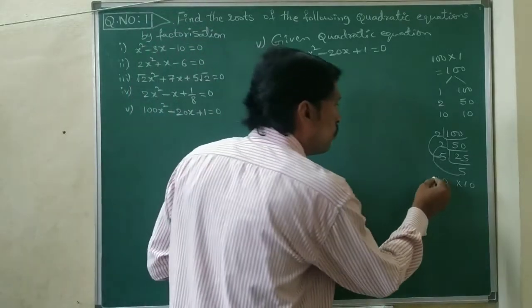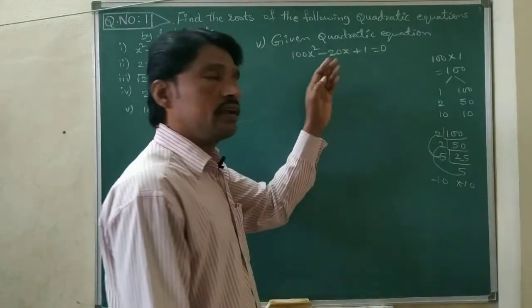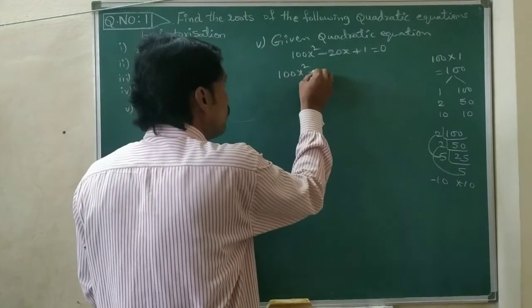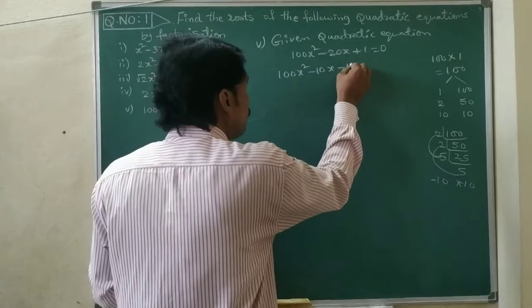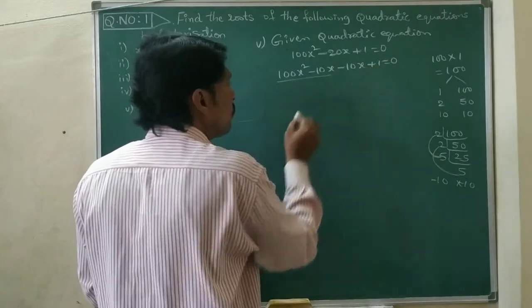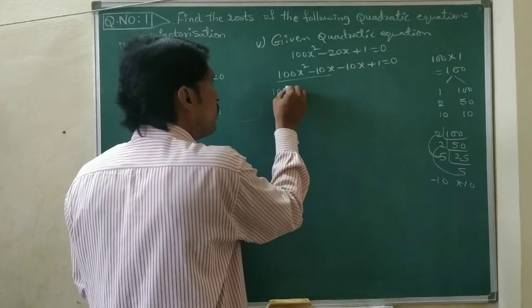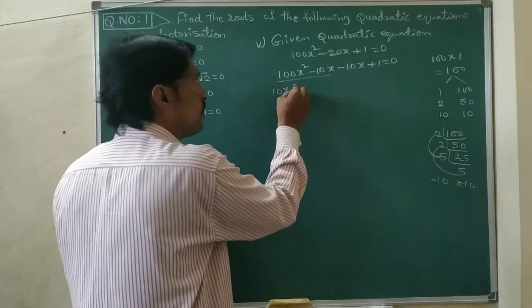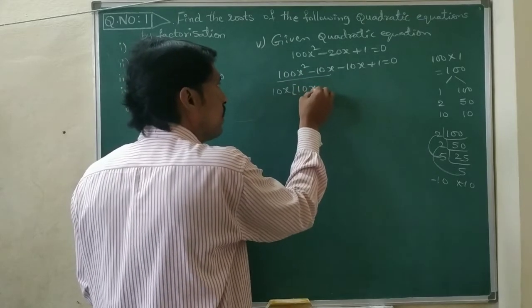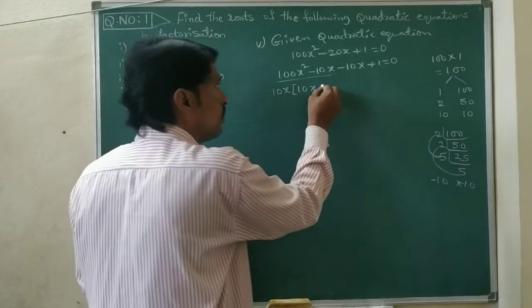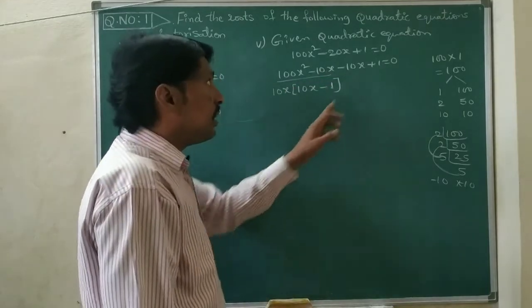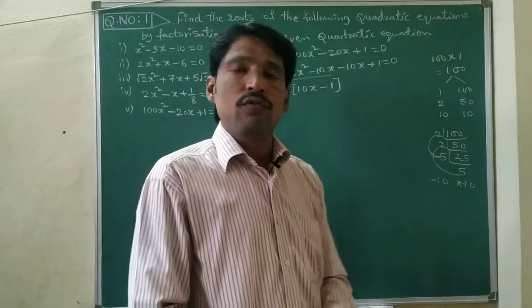So here both we can use the minus symbol; we are getting minus 20. Now we can write it as 100x squared minus 10x minus 10x plus 1 equals 0. In the first two terms, 10x is common. Taking 10x as common, 10 into 10 is 100 and x, only 1 x remains; and from minus 10x, taking 10x as common, minus 1 remains. Here 10x plus 1 is there.